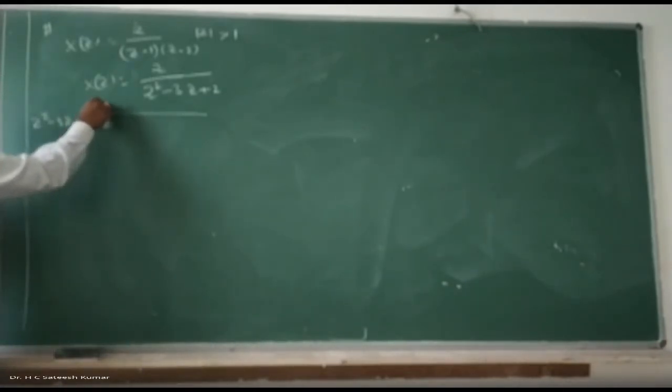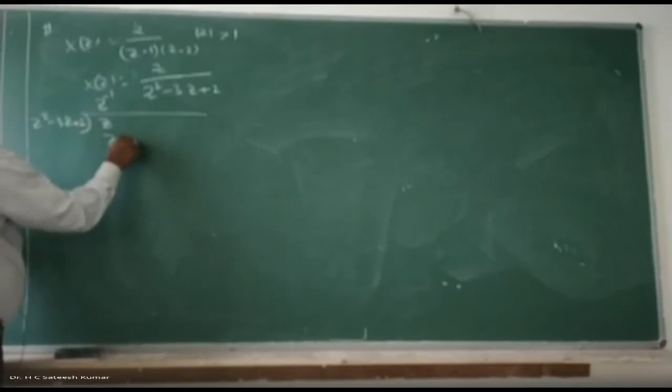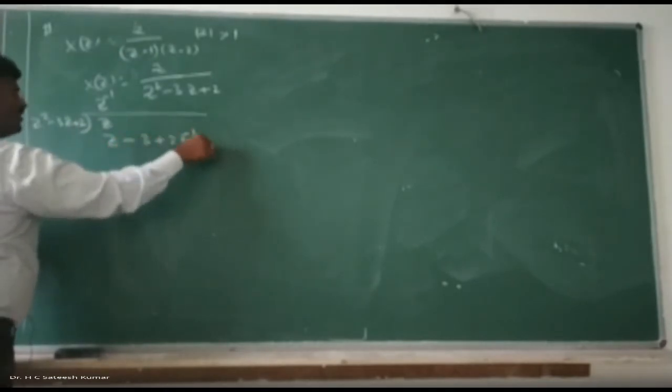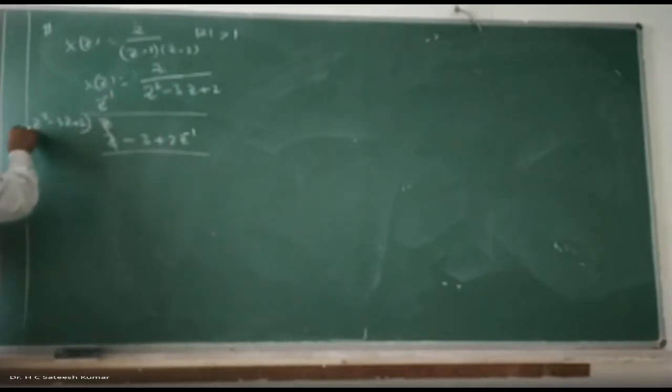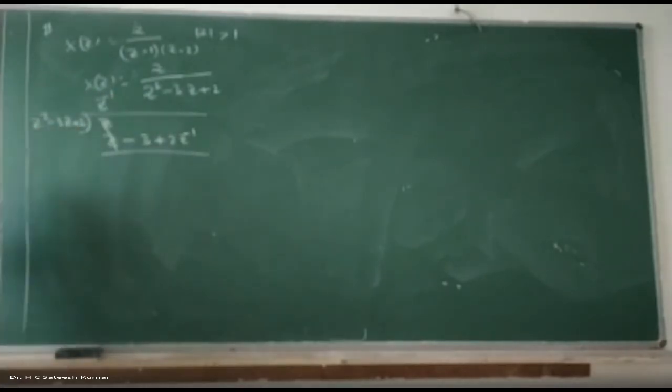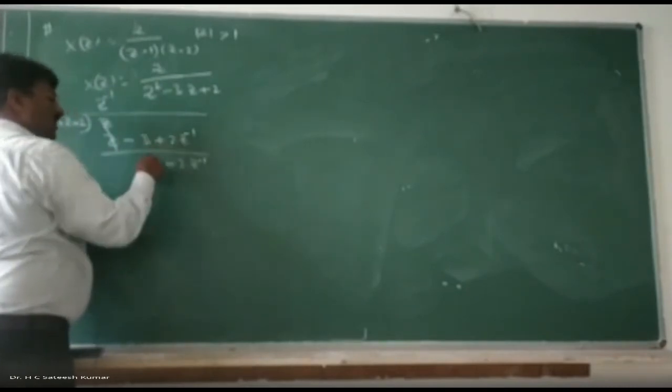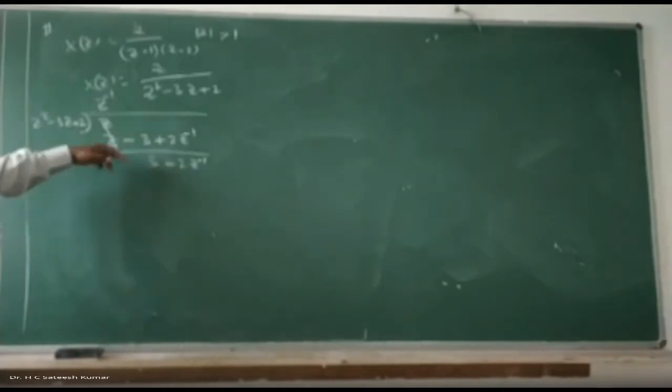Z square means what? You have to write, I want z, then what should you write? Z to the power of minus 1. So what will you get? Z minus 3 plus 2z to the power of minus 1, multiplying all three terms by z to the power of minus 1. Now what will you get? When you are subtracting it, negative will become positive.